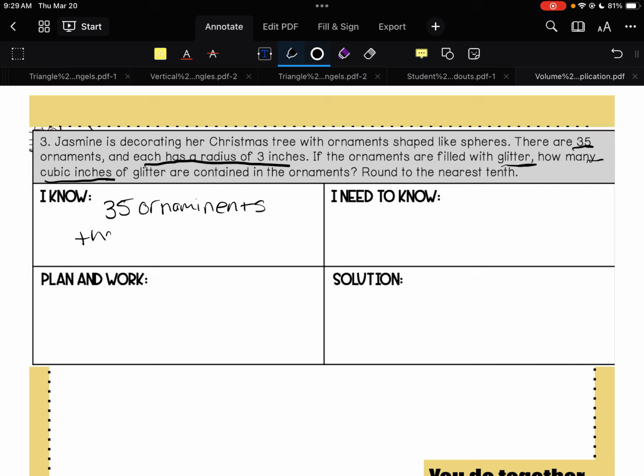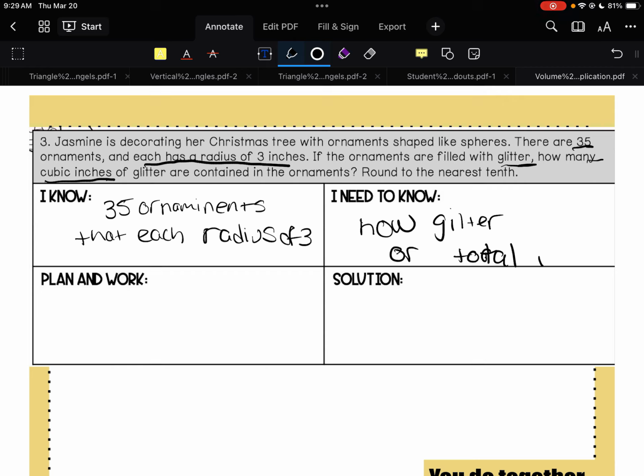That each has a radius of 3, and you need to know how much glitter to fill them with, or total volume. So what you're going to do is you're going to find the volume of each sphere. So remember, V equals 4/3 pi r cubed, and then you're going to times it by 35. So I'm going to let you pause this there and work this one out on your own.